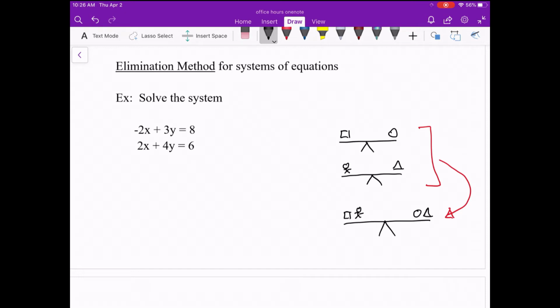One method of solving a system of equations is called the elimination method. The idea is to combine two equations together. That's fair to do if you think about it. Here we have two things that are balanced. You could think of this as one equation.